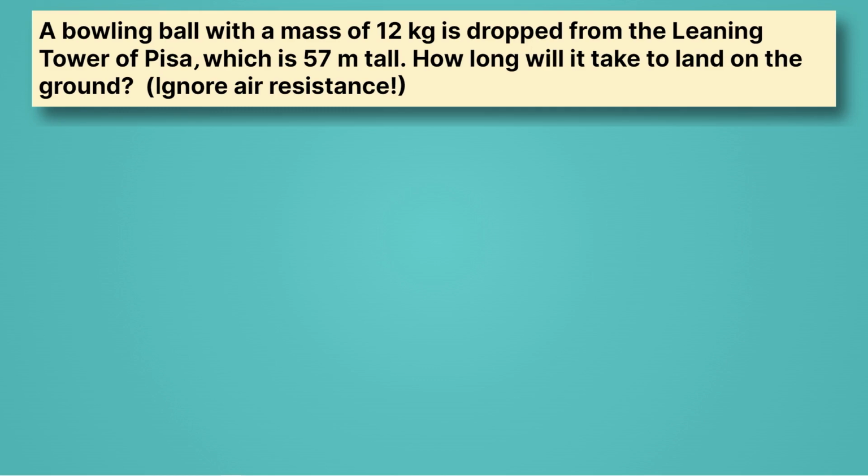Well, we're going to follow the same basic steps we did for our other kinematic problems. We're going to draw a picture, identify our knowns, review our equations, plug in our variables, and then at the end, make sure our answer makes sense. So let's start by drawing a picture. Here we'll draw the Leaning Tower of Pisa.